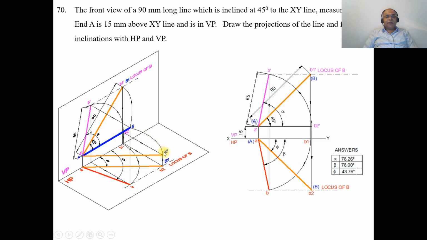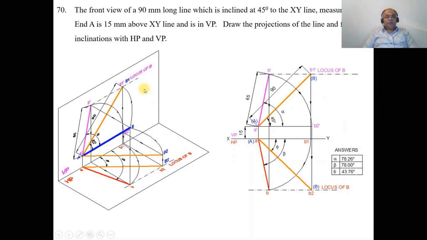As we rotate in space, what happens to the image? When you look from the front view, the image rotates with A dash as center, taking the radius of A dash B dash. It starts drawing an arc such that both A dash and B2 dash are above HP by 15 mm. So now the line is parallel to HP. When it is projected in the top view, it touches the locus of B here, and you mark this point as B2.